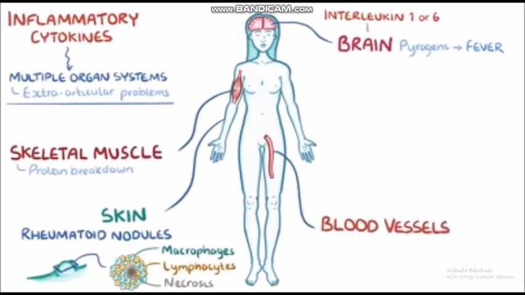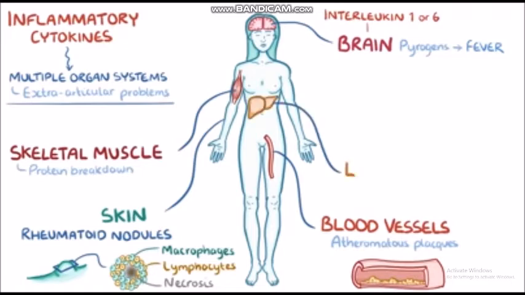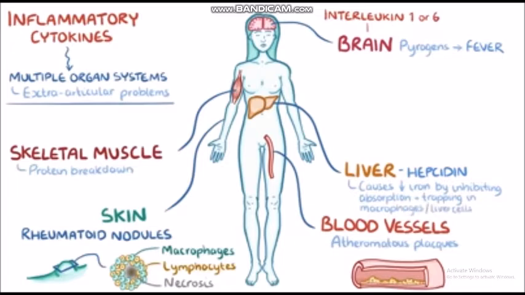Blood vessels can also be affected. Their walls get inflamed, resulting in various forms of vasculitis, and make them prone to developing atheromatous or fibrofatty plaques. In response to inflammatory cytokines, the liver also starts producing high amounts of hepcidin, a protein that decreases serum iron levels by inhibiting its absorption by the gut and trapping it into macrophages or liver cells.